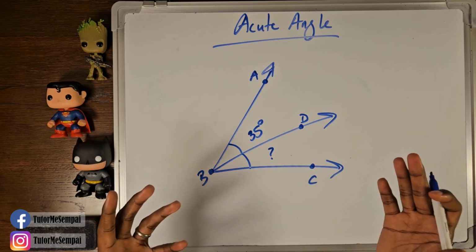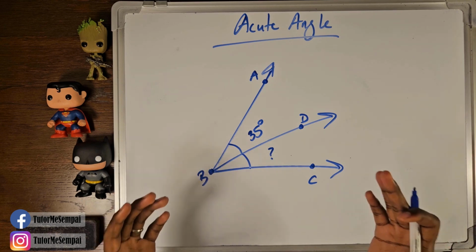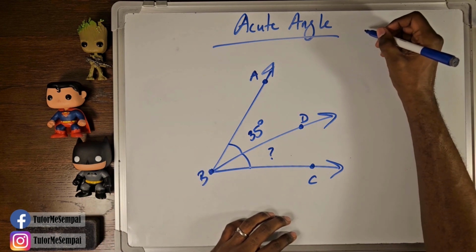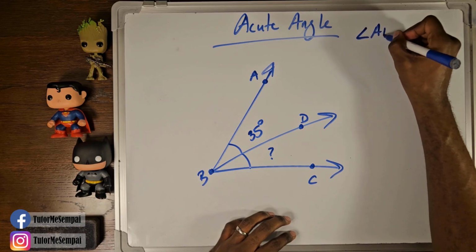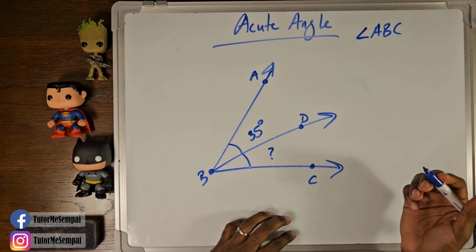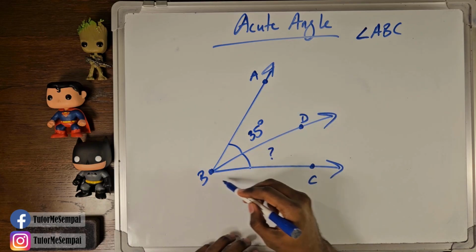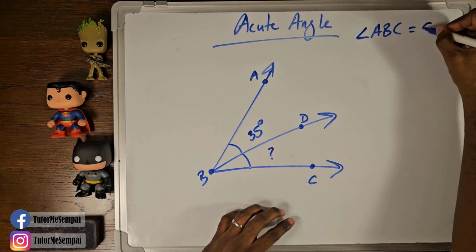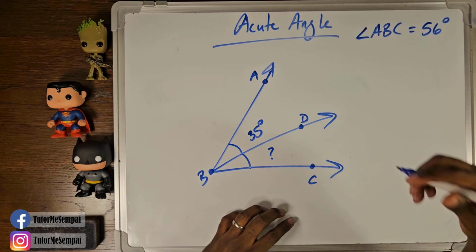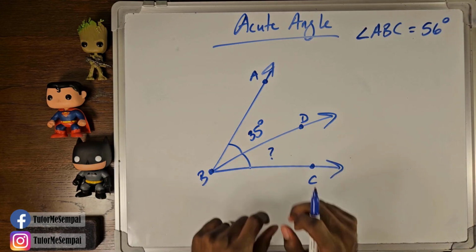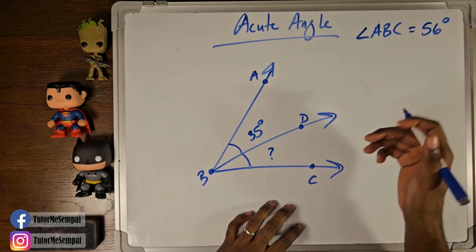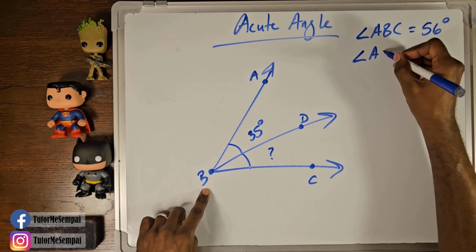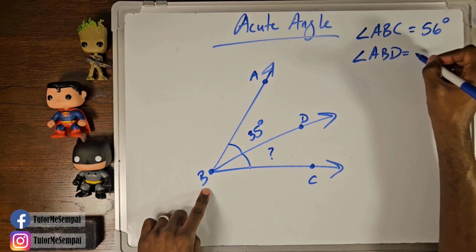Well, you're going to need to know a little bit more. So in this situation, they may give you one more measurement. For example, let's say they gave you the measurement ABC. Now what's ABC? ABC is going to be the big angle. So they gave you the big angle, and you know that to be 56 degrees. And inside our diagram here, our picture here, we know that angle ABD is what?